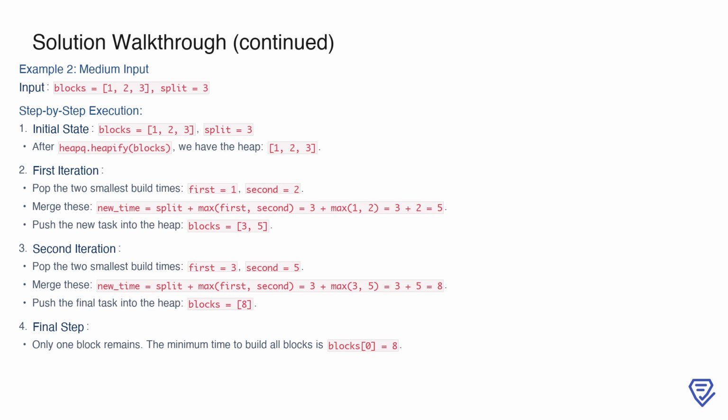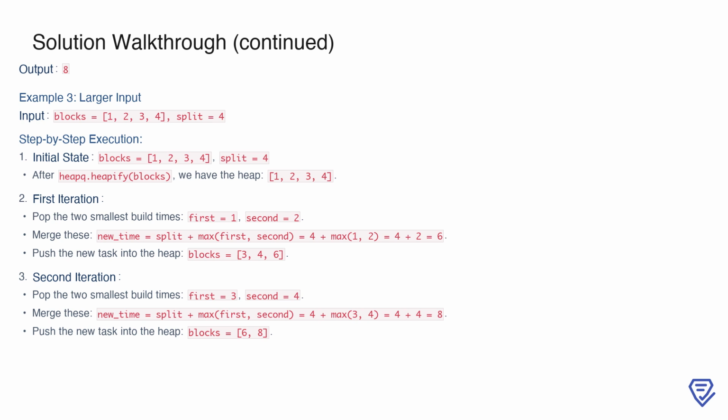In the second iteration, we pop the two smallest values again, which are now 3 and 5. We merge these into a new task, computing the time as 3 plus max(3, 5), which equals 3 plus 5, which is 8. This new task is pushed back into the heap, leaving us with 8. With only one block remaining, the minimum time to build all blocks is 8.